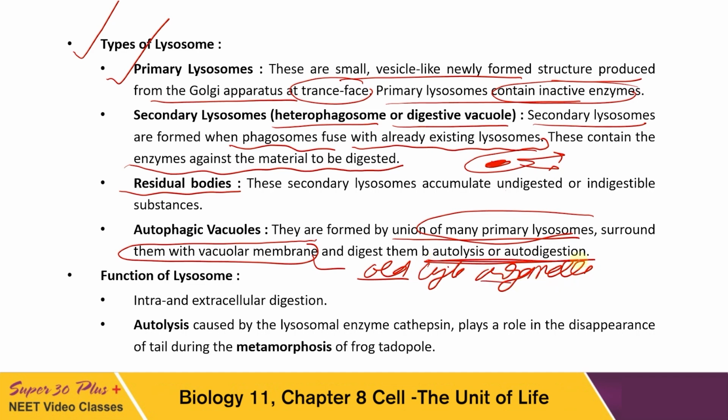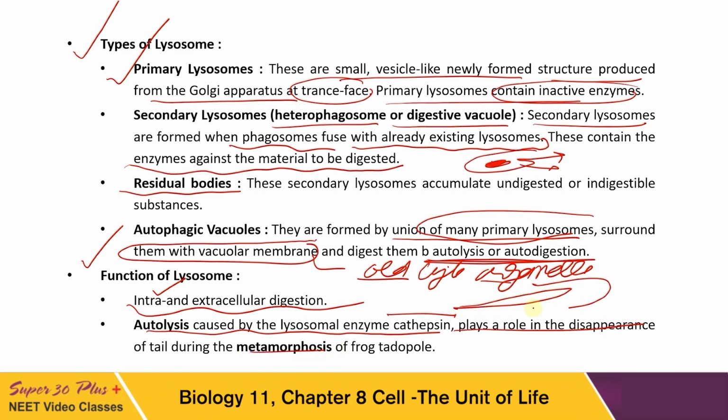This is known as autolysis or autodigestion. Therefore, we can say in the last, the functions of the lysosome are intracellular or extracellular digestion and autolysis caused by lysosomal enzymes. The enzyme cathepsin plays an important role in the disappearance of the tail in metamorphosis. You know, in a tadpole the tail is there. During metamorphosis the tail will disappear, and this disappearance of the tail is by lysosomal enzymes. Is it right? Okay, that is part 3 of chapter 8. Thank you.